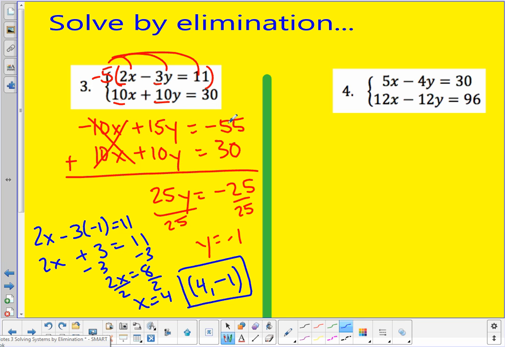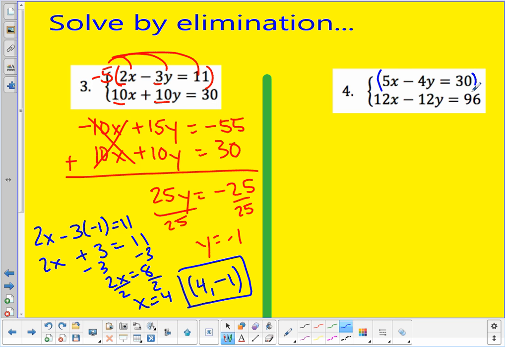All right, so let's move on to number 4. In number 4, my constants are all lined up. My variables are lined up, so that's a good start. x's, y's, equal signs, constants. And then I need to check my variables. So I have a 5 and a 12. It's not pretty. And I have a negative 4 and a negative 12. That's better because at least I can multiply to get to negative 12. So that's what I'm going to do. They're both negative. I need one to be positive.